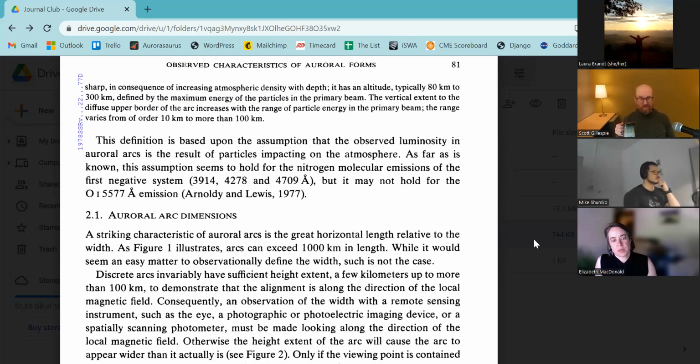This definition is based upon the assumption that the observed luminosity in auroral arcs is the result of particles impacting on the atmosphere. As far as is known, this assumption seems to hold for the nitrogen molecular emissions of the first negative system, but it may not hold for the oxygen 5577 angstrom emission.